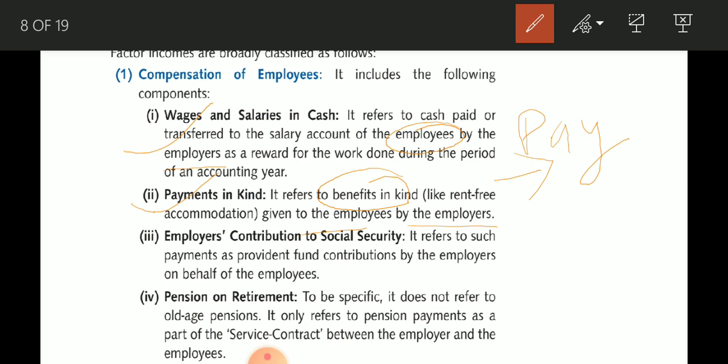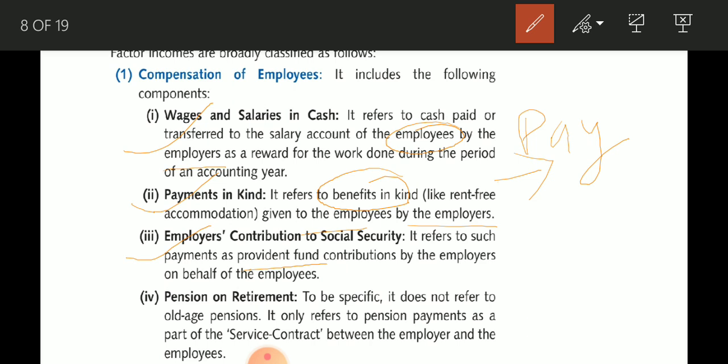Third is employers' contribution to social security schemes. Employers not only give payment to their employees along with free house, medical facility, and education facility, but also make arrangements for social security schemes like provident fund. Other examples are family allowances and life insurance. These are given to employees by their employers.